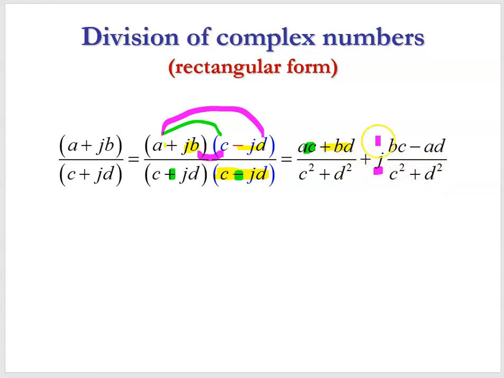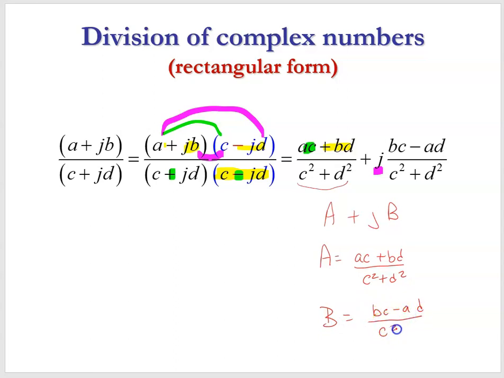Both of these have real denominators, so we can convert this to just one number. That's your new A plus JB, where A is equal to AC plus BD over C squared plus D squared, and your B is equal to BC minus AD over C squared plus D squared.